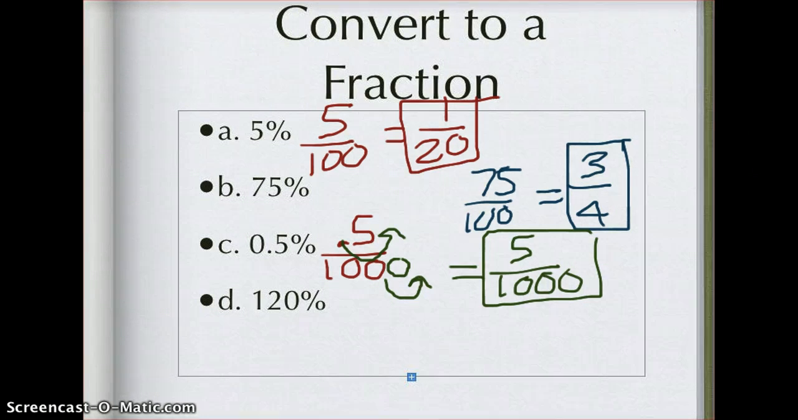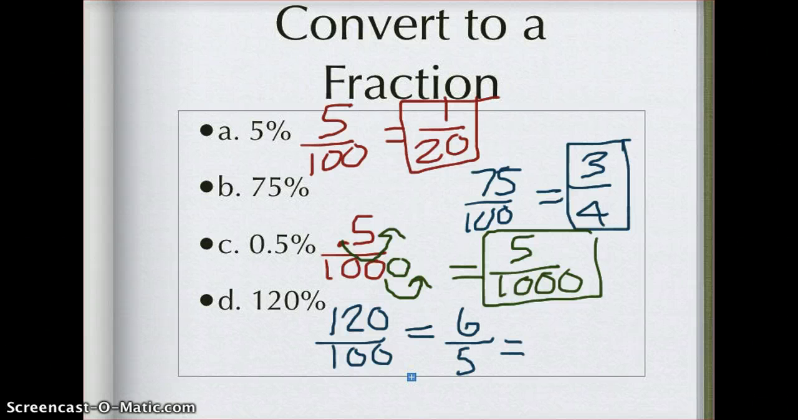Alright, and now the last one, 120%. I'm going to again start with 120/100. 120/100 reduces down to 6/5. And now I want my final answer as a mixed number, so 1 1/5. We're going to do a little bit more practice on the next slide with these last two types of problems. I'm going to give you more of these because these are tricky. All right, so I'm going to move on to the next slide.